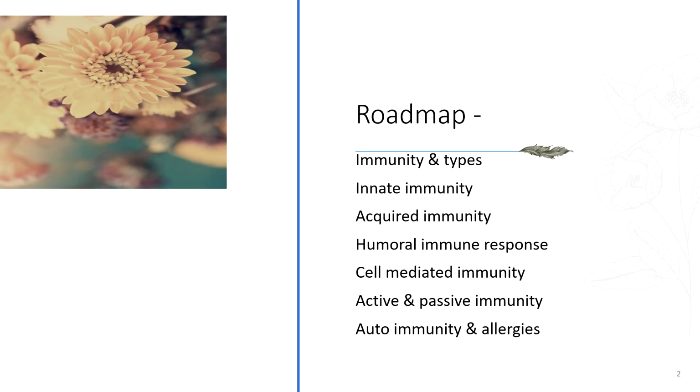So friends, in this video we are going to discuss different points like what is immunity, what are the different types of immunity like innate and acquired immunity, what is humoral immune response, what is cell mediated immunity, what is the difference between active and passive immunity, and what is exactly autoimmunity and allergies. So all these points we are going to discuss in this video.